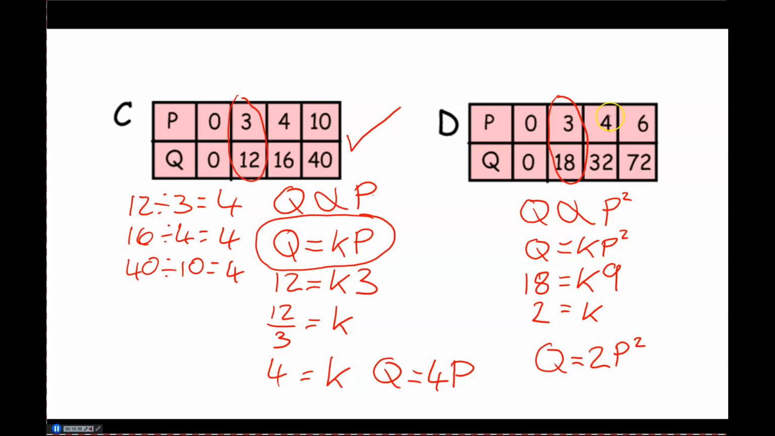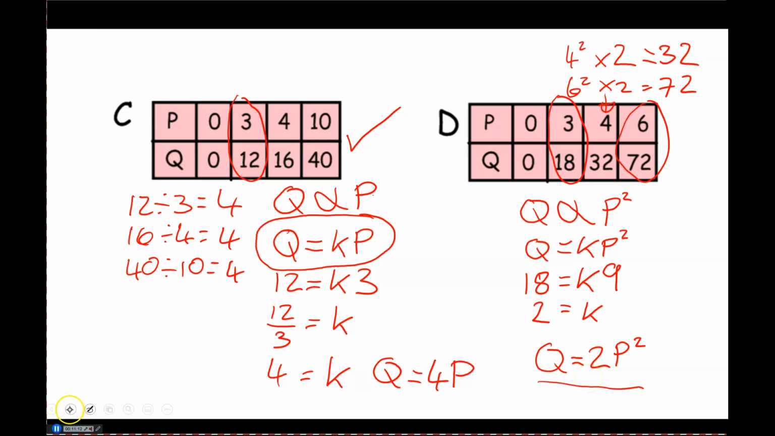And that should work for all of them. So if I take 4, for example, 4 squared, 16, times by 2, 32. It works. We can do exactly the same here. 6 squared, 36 times 2, 72. So you can see that it works. So we've got our formula, slightly different because that was P squared. And we'll be going on to a few more of those questions later. But we can get our formulas sorted.